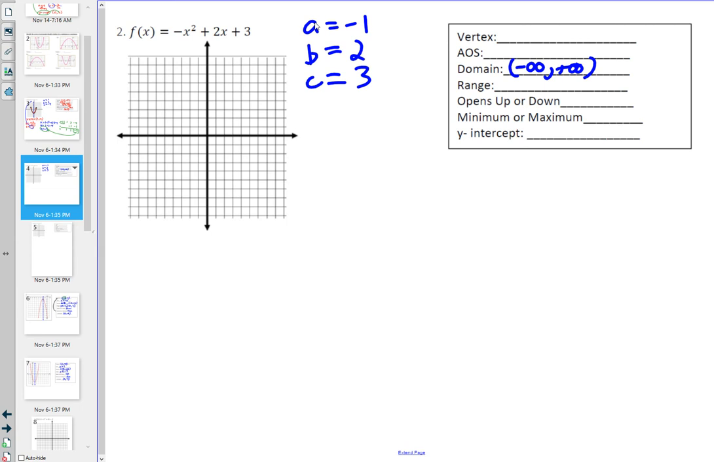Can we tell if this opens up or down? How do you know it's going to go down? Okay. And if it's going down, even though we don't know where the vertex is yet, is that vertex going to be at the top, a maximum, or at the bottom? It's going to be at the top. It's going to be a max.